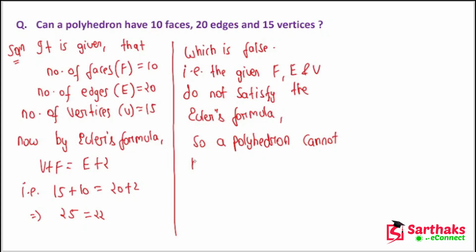So a polyhedron cannot have 10 faces, 20 edges and 15 vertices, right? So it is pretty clear that this Euler's formula is not only helping in finding these things, it is even helping in finding whether a polyhedron is possible or not, right? Let us move on to the next question.